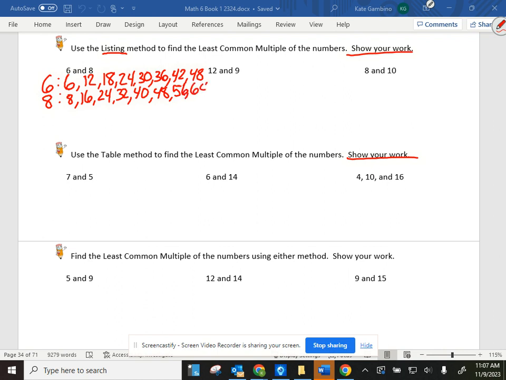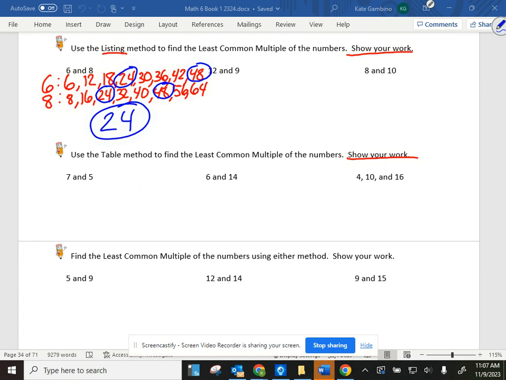Okay, we're going to stop there. Our second step of the listing method is to find what multiples they have in common. So I'm going to circle what they have in common. So 6 and 8, 12, 16, 18, 20. Ooh, I see two 24s, 30, 32, 36, 40, 42, 40, 48, and 48. Now, I found two multiples they have in common. Which one is our least common multiple? Zelda? 24. That is the smaller of the multiples that they have in common. That is my answer.